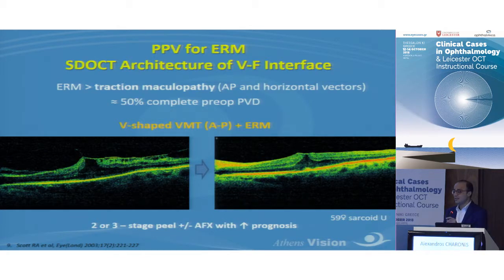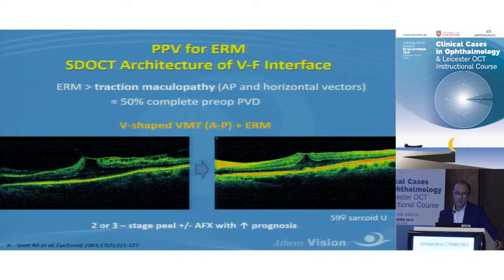Yes, it gives us information in terms of horizontal or anterior-posterior forces. You have to consider, especially with epiretinal membrane in uveitis, that you would think the proportion of patients that have a complete preoperative posterior vitreous detachment is very high, but that's not really true in the literature. About 50% actually have a complete preoperative posterior vitreous detachment, which means that you have to plan accordingly in your surgical plan.